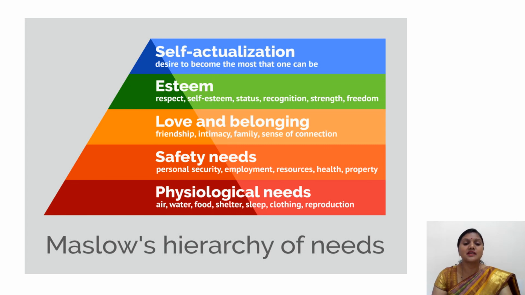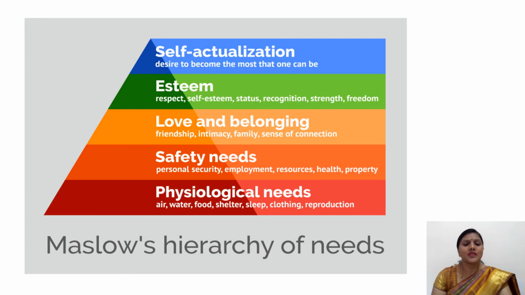Once the physiological needs are satisfied, the second need that arises will be the safety needs. Safety needs consist of personal security. So for that he may purchase a new house. Then he may purchase life insurance policies. He will go in search of employment, and he will give importance to resources, health, and property, and so on. So for the present and the future safety, he will purchase the products required for the fulfillment of the safety needs.